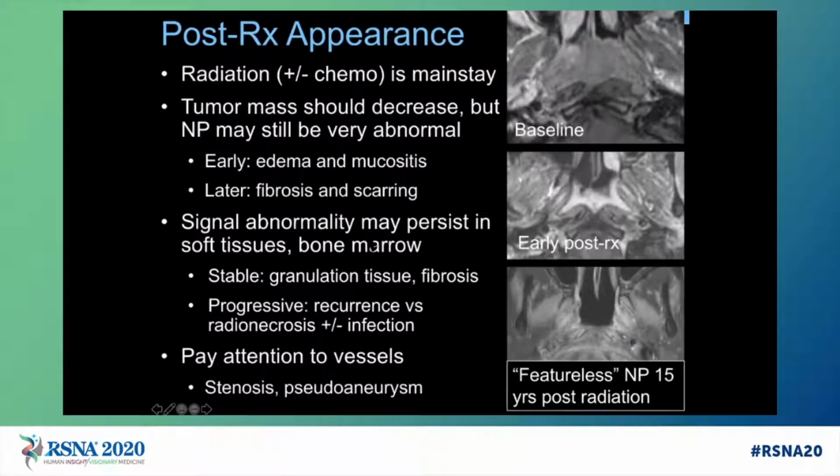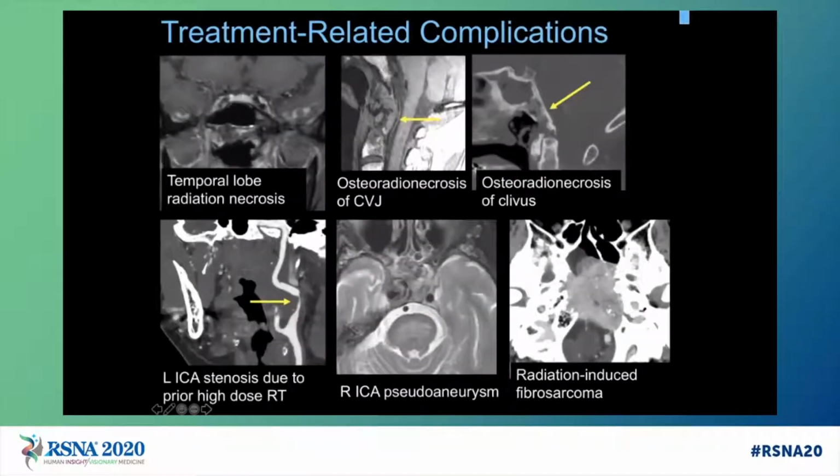Now, soft tissue abnormalities may persist in soft tissue and marrow, but if it's stable, it's usually granulation tissue and fibrosis, and that's good. If things progress over time, we have to worry about recurrence, but we may also be dealing with radiation necrosis or infection, and we always want to pay attention to vessels in follow-up, and I'll show you why.